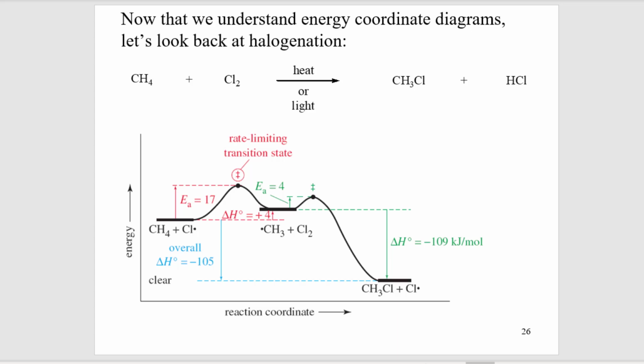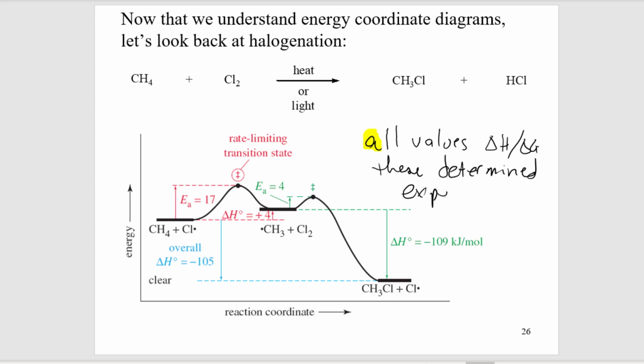But again, I just want to remind you that you need to be given the values and the relative exergonic, endergonic, or enthalpies. Those you can't just decide for yourself. Those are determined experimentally. Just a reminder that all values, the delta H, the delta G, are determined experimentally. But they're expressed very succinctly in these energy coordinate diagrams.